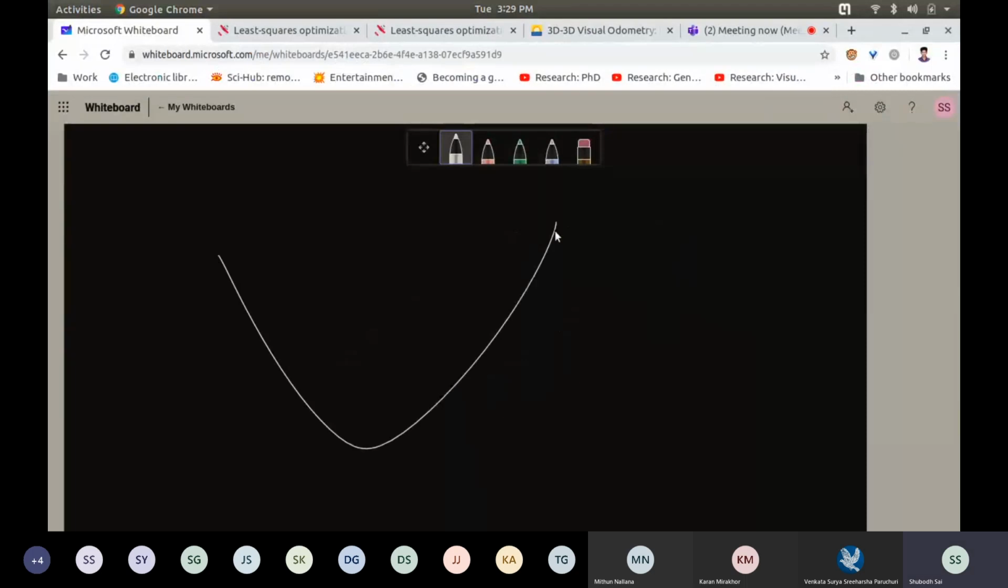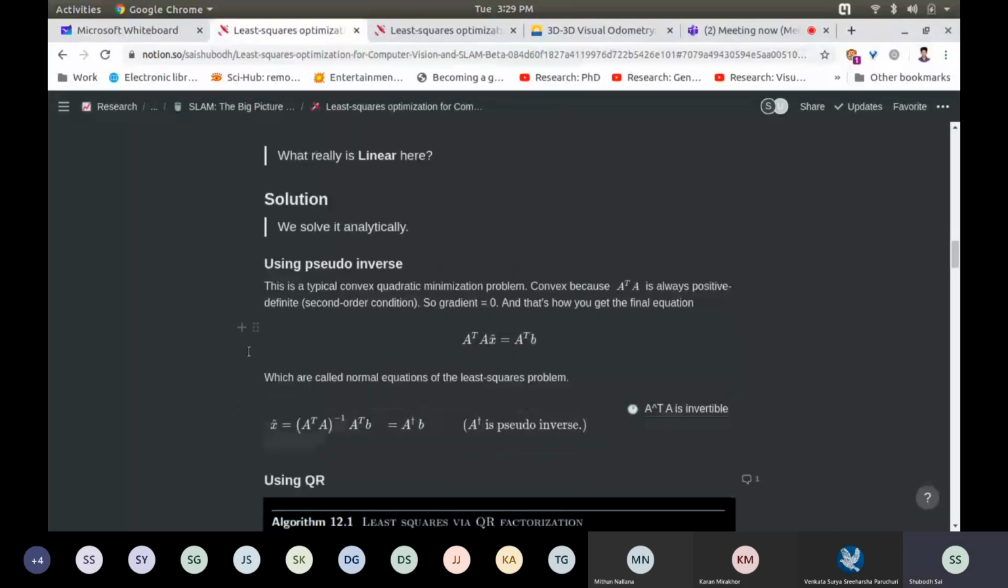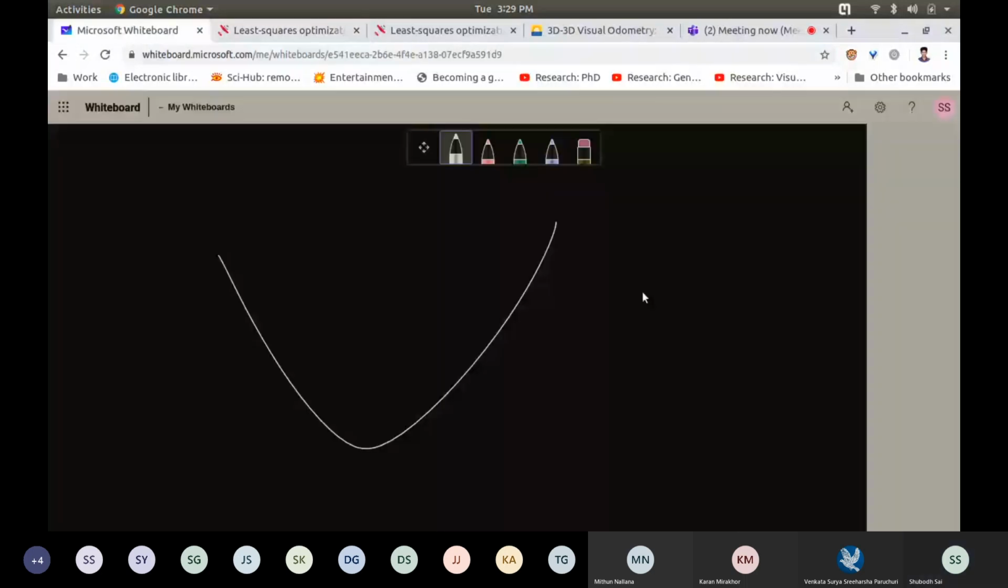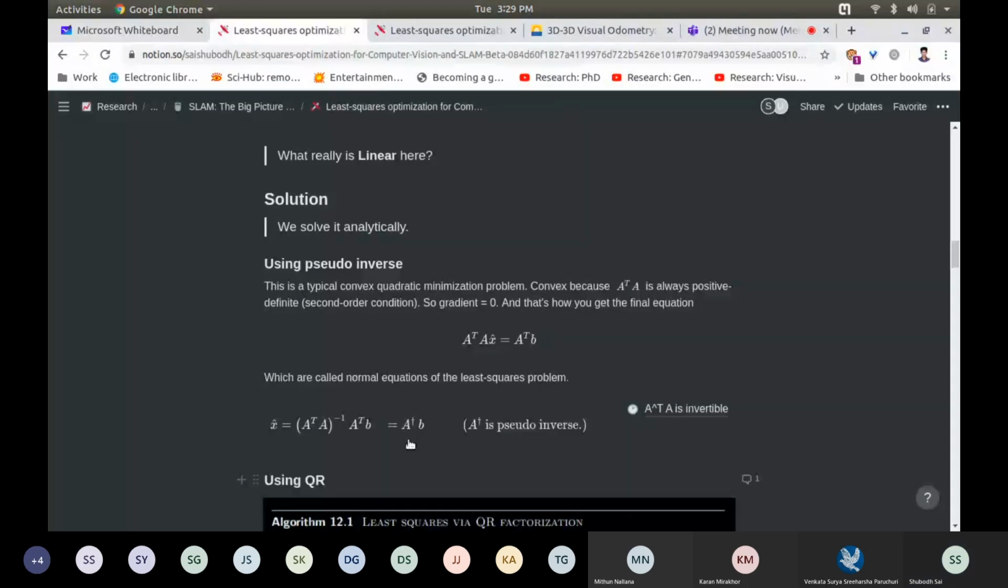You know that this is a convex function. So our curvature is positive here. In such a scenario, what I would end up with would be a minima.